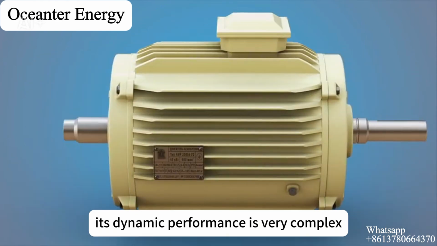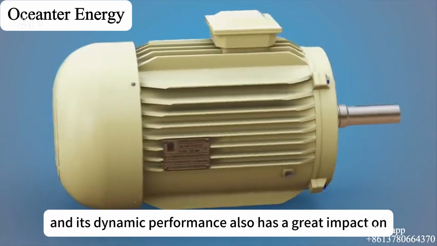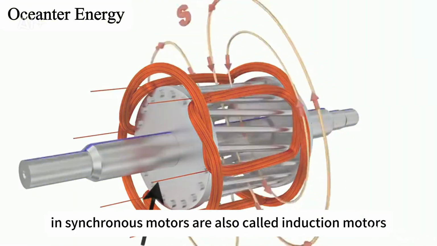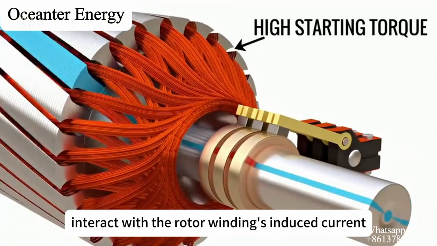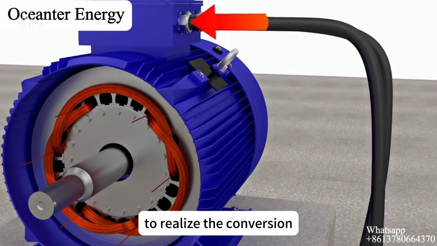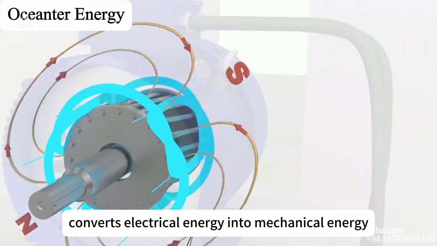Its dynamic performance is very complex, and its dynamic performance also has a great impact on the power system. Asynchronous motors are also called induction motors. The air gap magnetic field interacts with the current induced in the rotor windings to generate electromagnetic torque, realizing the conversion that turns electrical energy into mechanical energy.